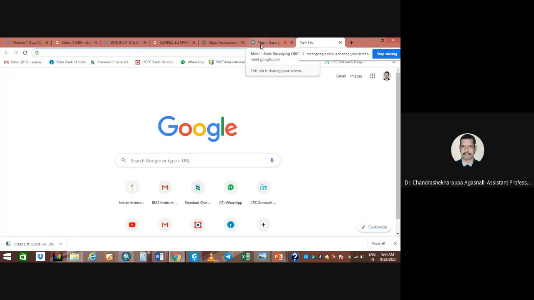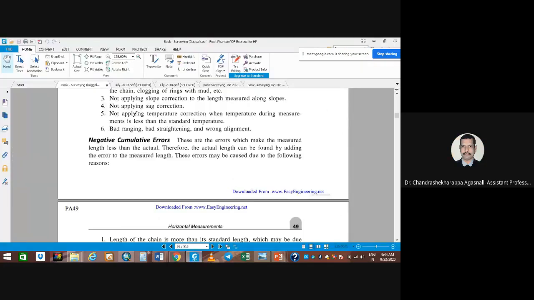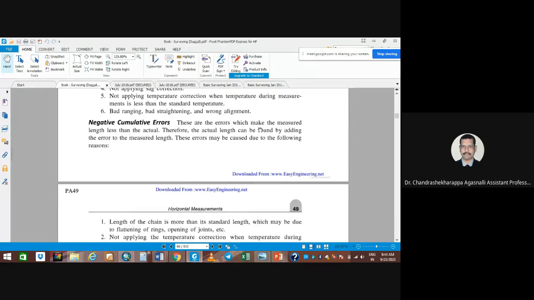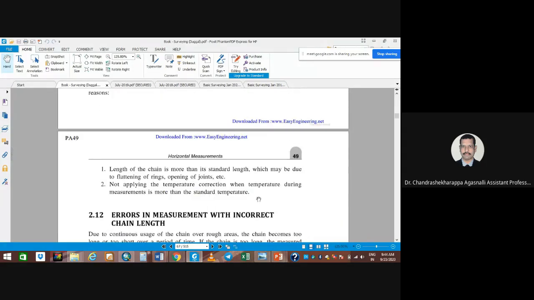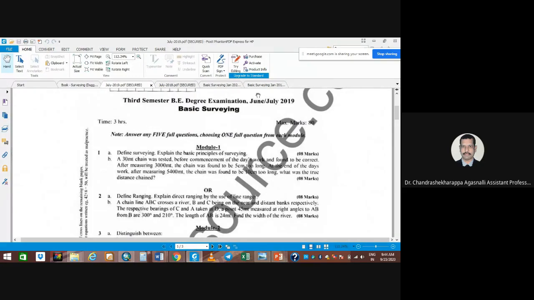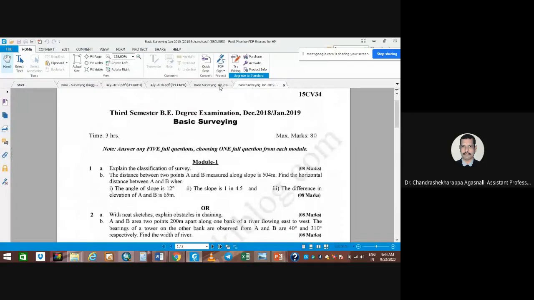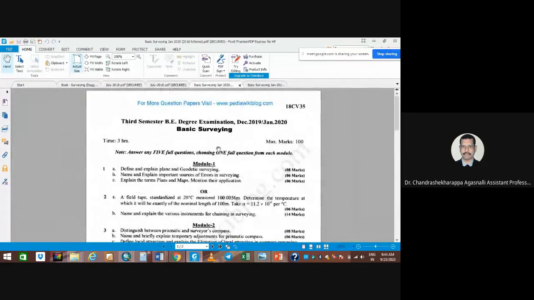Is there this book that's called Surveying by Duggal? Yes, sir, the same book. If you refer to it, you will get almost all the questions, the answers, and also the problems, especially for the VTU exam, the VTU question paper. If you see this, the same questions are arising like this.